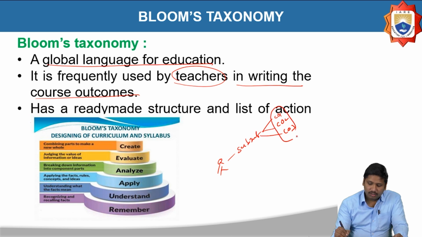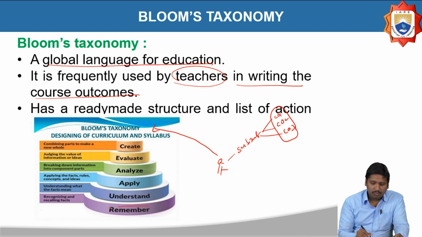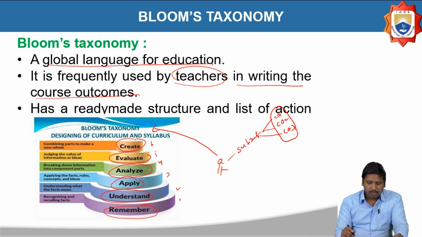For defining these COs, he has to go through the Bloom's taxonomy levels, for designing the curriculum as well as the syllabus. Here we are going to have different levels of Bloom's taxonomy. The very first thing is remember, then understand, apply, analyze, evaluate, and create. These are the step-by-step levels of Bloom's taxonomy.